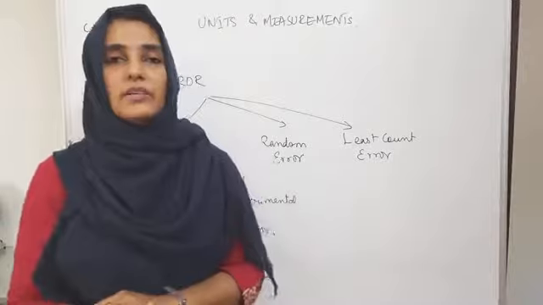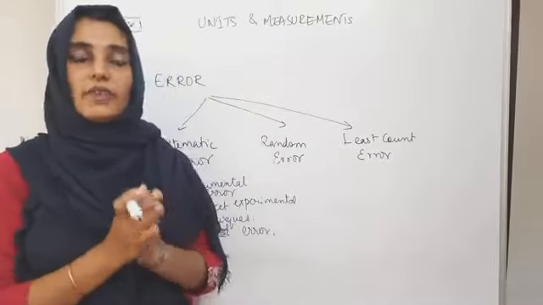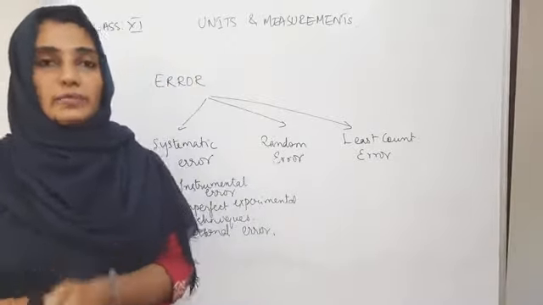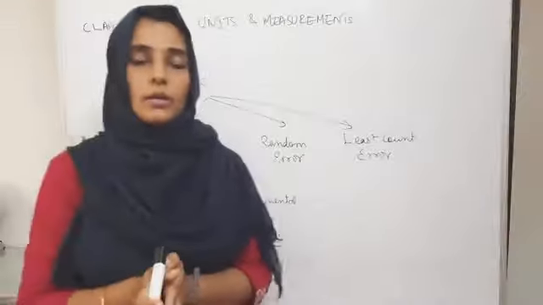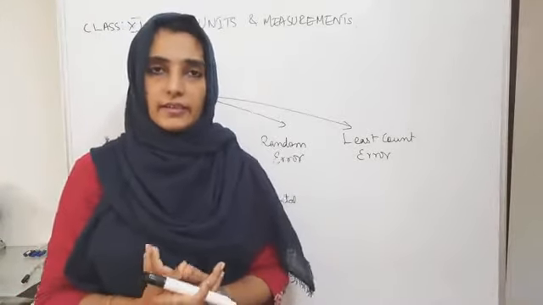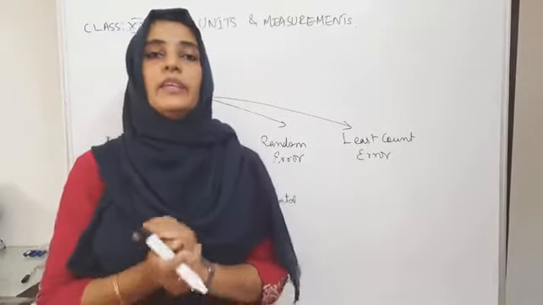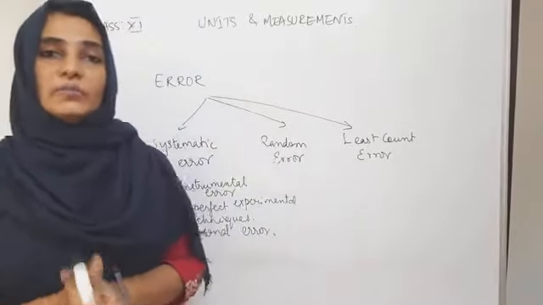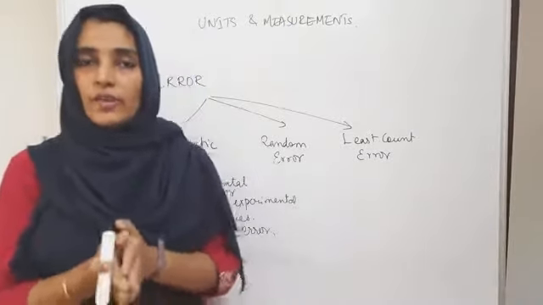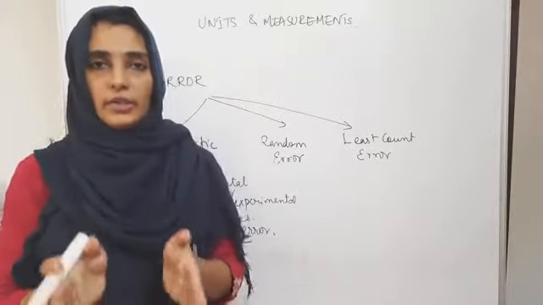There can be several reasons for this error to occur. So let us find out the different reasons, or different types of error, that may creep into our observations and get reflected in our final result. Errors are basically defined as the deviation of the observed value from the true value. Then what is the true value? True value is the actual value of that particular measurement.